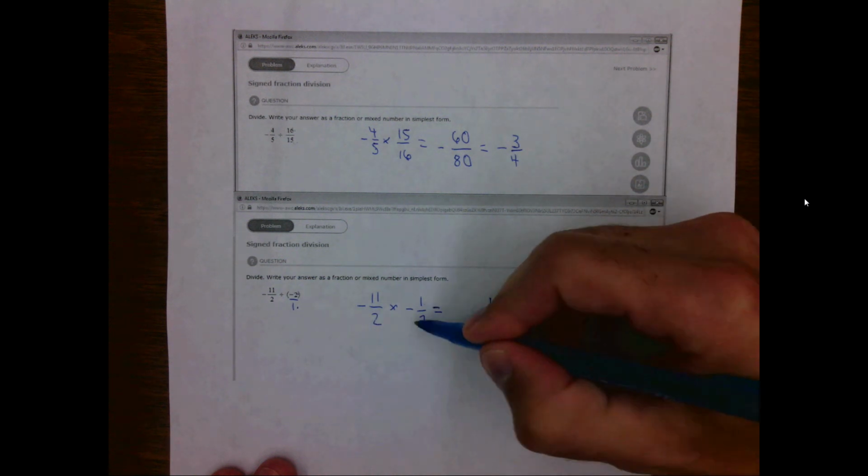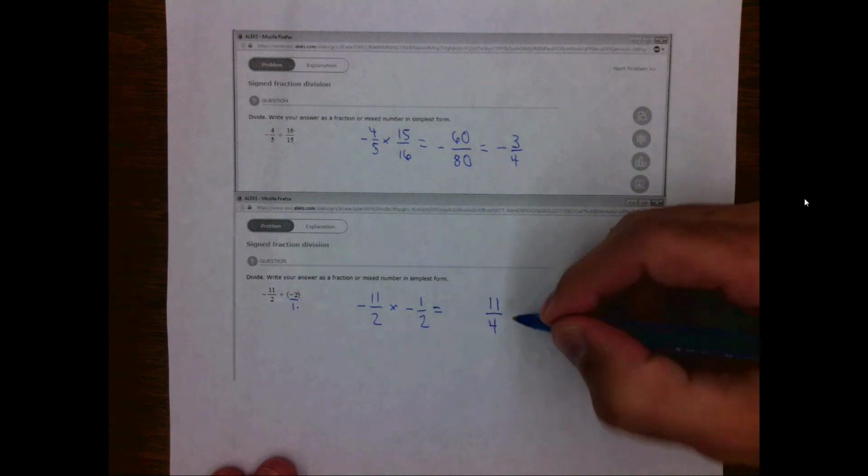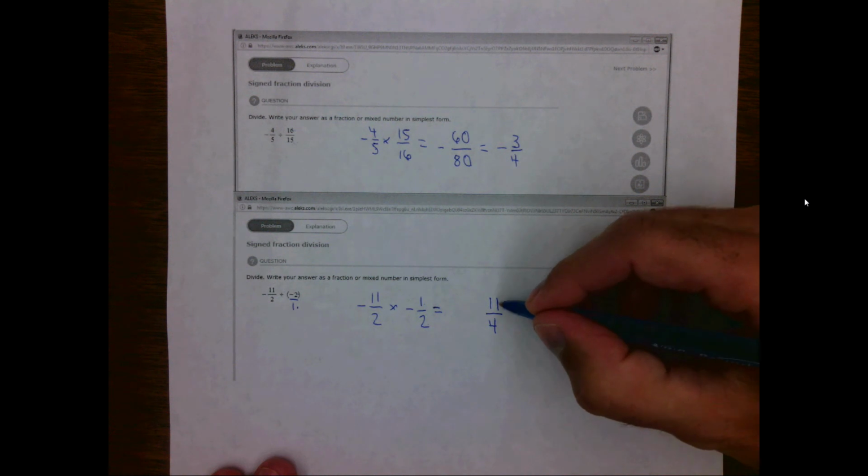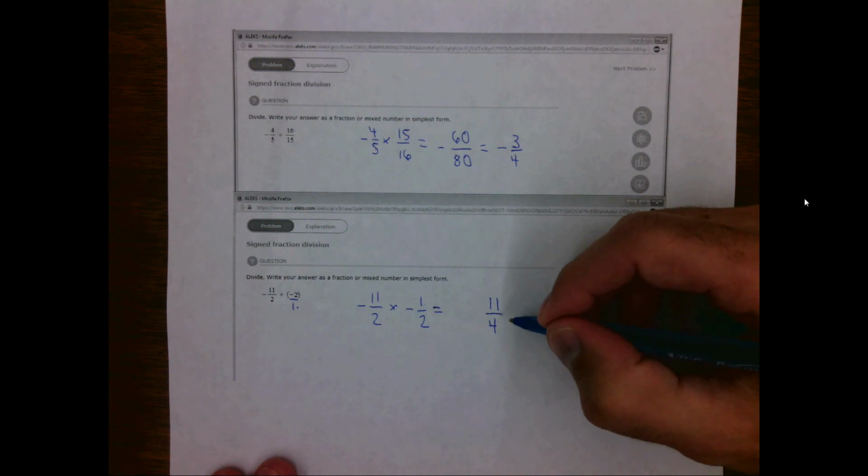Because both fractions are negative, our resulting answer is positive. In this case, 11/4 is the simplest form, and we don't need to simplify further.